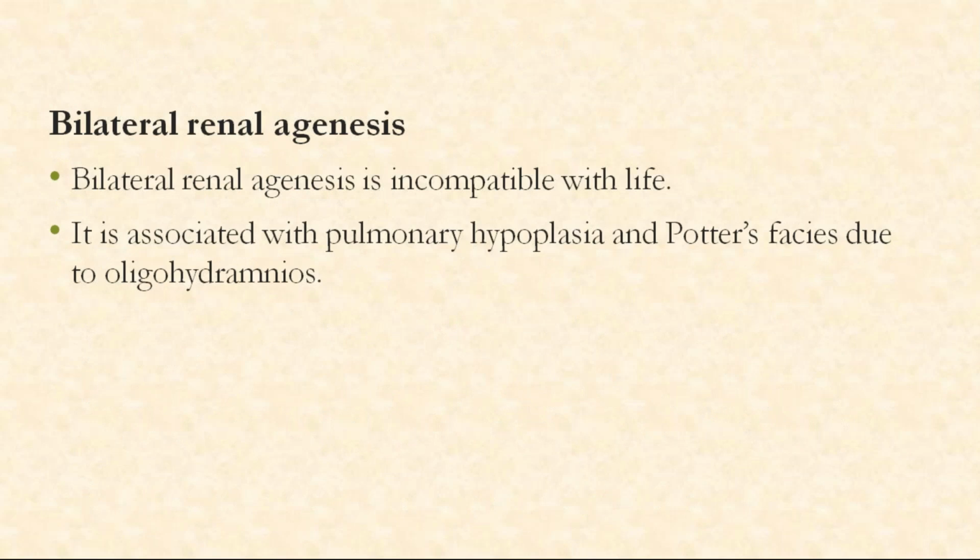Usually bilateral renal agenesis patients present with Potter facies, because of absence of kidney there will be oligohydramnios. If there is oligohydramnios, abdominal contents will compress the diaphragm. If the diaphragm is pushed up, there will be pulmonary hypoplasia. So mostly that is why bilateral renal agenesis babies will not survive, because of associated severe pulmonary hypoplasia and Potter facies due to oligohydramnios. Bilateral renal agenesis is incompatible with life.